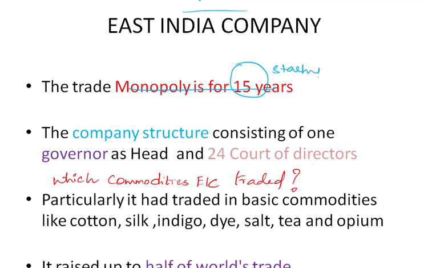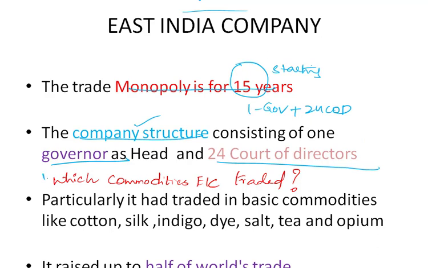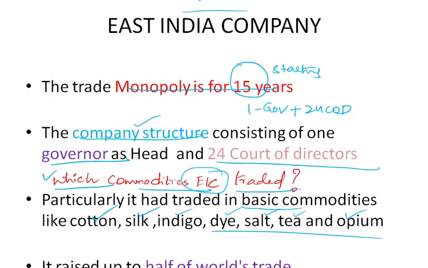Now we will deal with the company structure. The company structure consisted of a head, that is the governor, and he was assisted by 24 court of directors. They were responsible for the affairs of the company. And in which commodities did the East India Company trade? Particularly, it traded in basic commodities like cotton, silk, indigo, dye, salt, tea and opium. And by trading in these commodities, it earned huge profits.